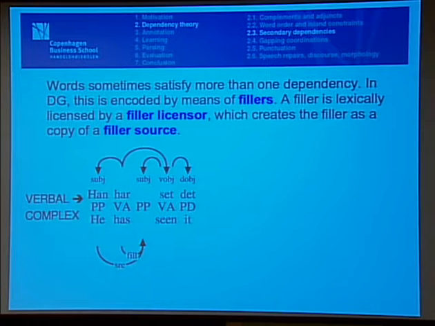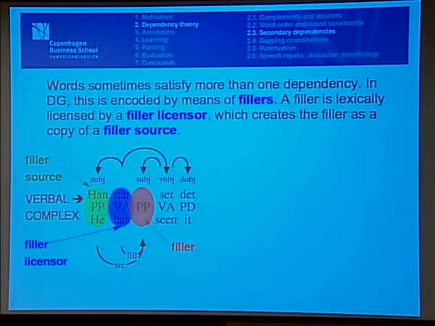And that's an account of that in my theory, of how we do that and how you can control this construction. So here we have a filler. We have a filler licensor which generates a filler. So basically the story is that when you have a verb like "has" here, it says, I have a subject, I have a verbal object, I should generate a copy of the subject and pass it on to my verbal object. And the same happens in relative clauses.